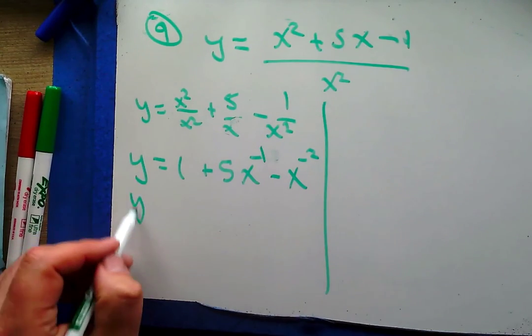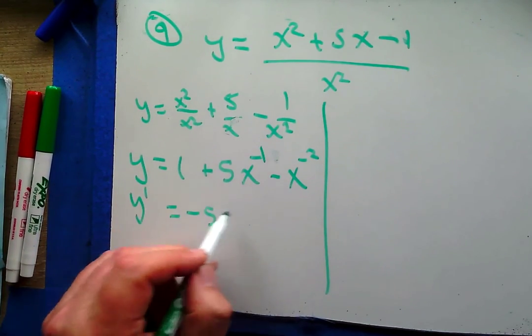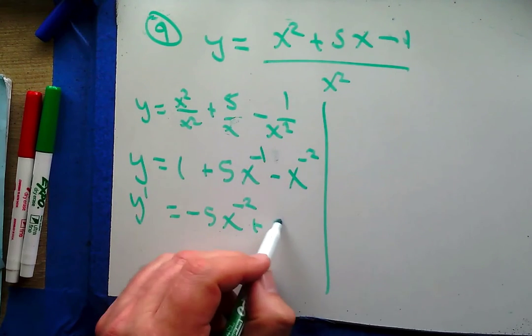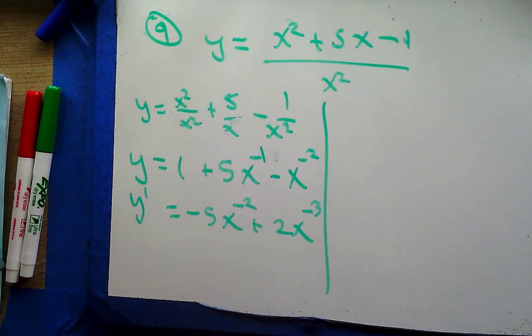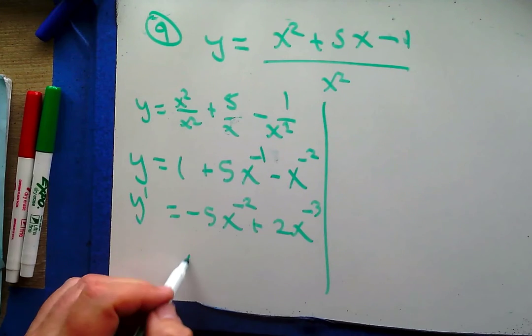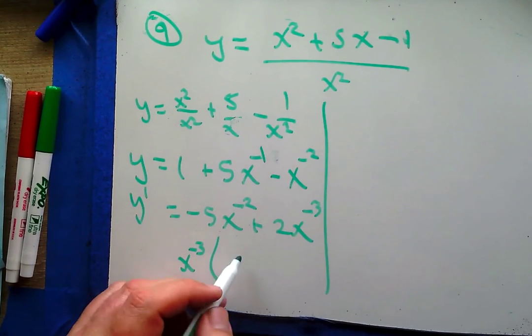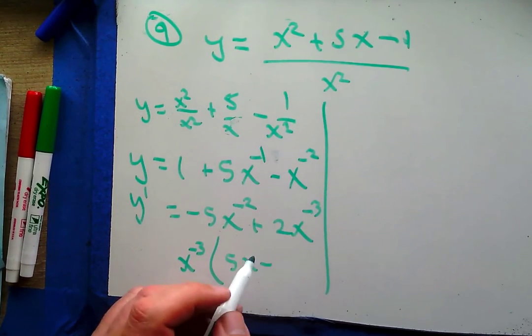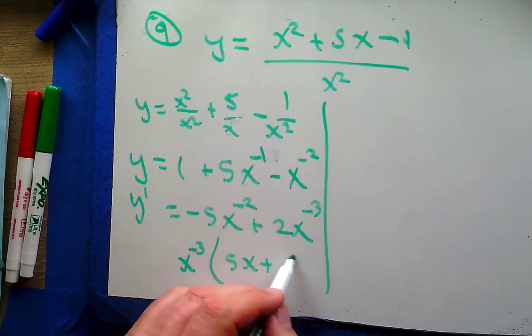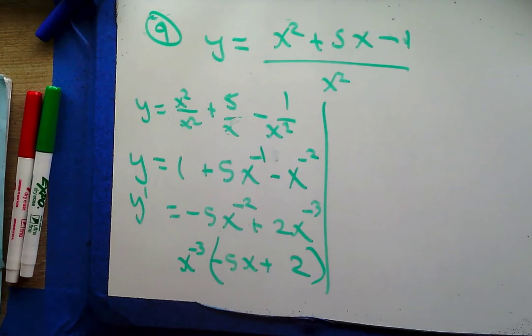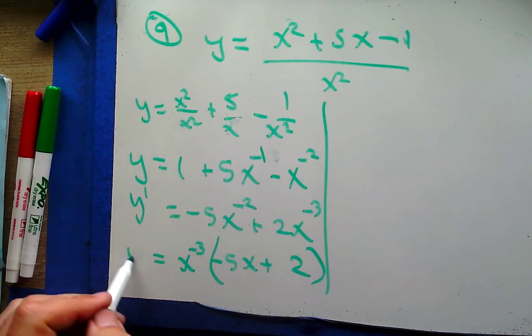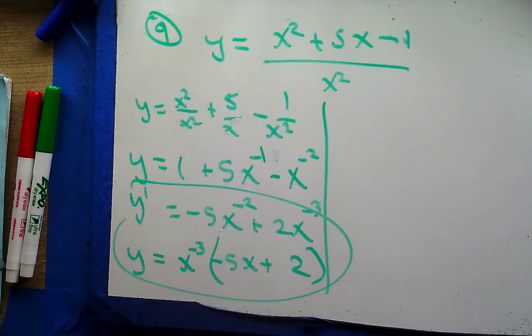And then I could take the derivative of this and have negative 5x to the minus 2 plus 2x to the minus 3. And of course, if I factored out an x to the minus 3, I'd be left with negative 5x plus 2. All right, there's my y prime. Either of these would be fine.